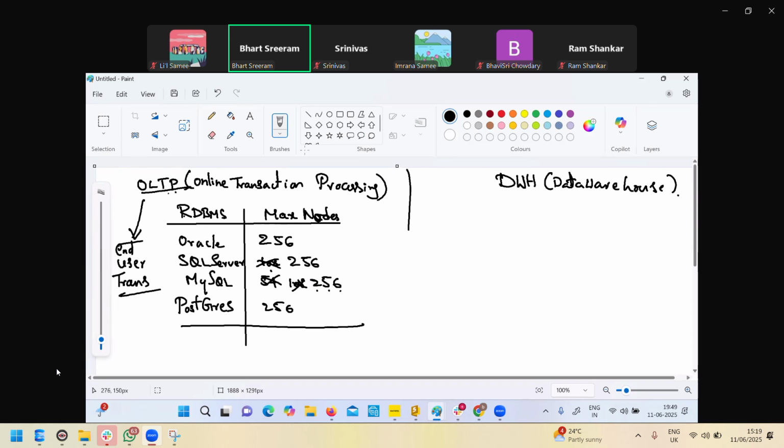Within this OLTP segment, the popular category is RDBMS. In the market, these are the popular databases. Still, IBM has DB2. So here also 256 like this. Okay, suppose data warehouse is mainly used for what? Not for end user transactions, OLTPs.